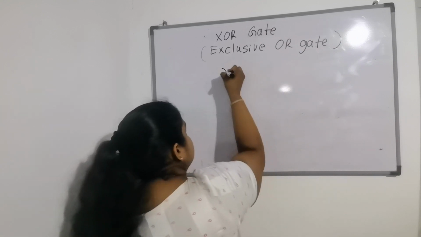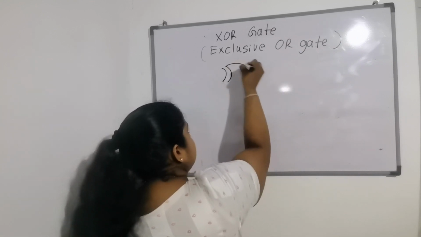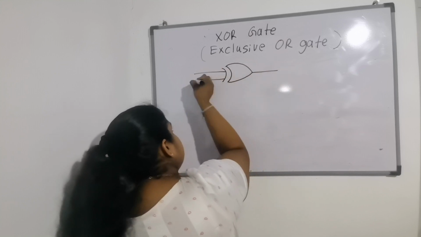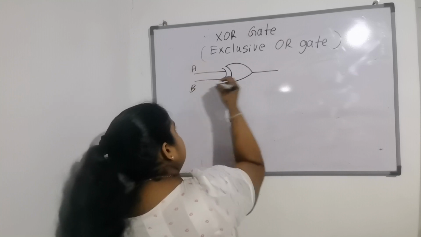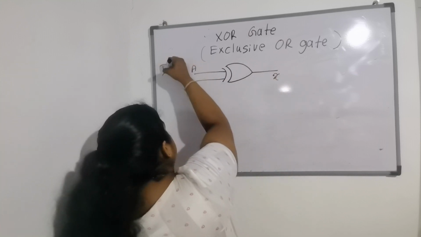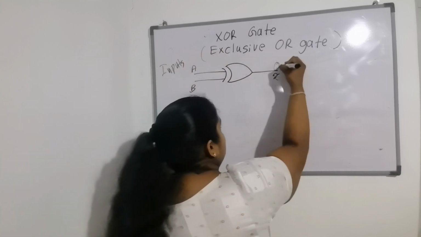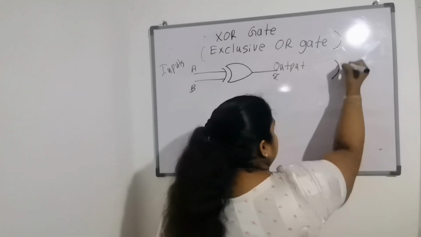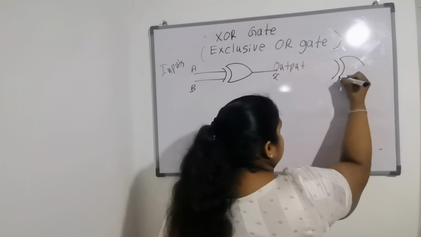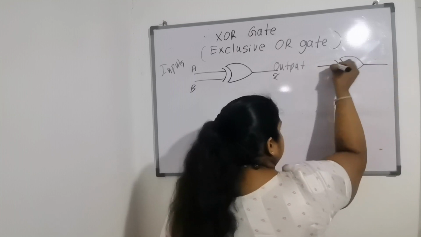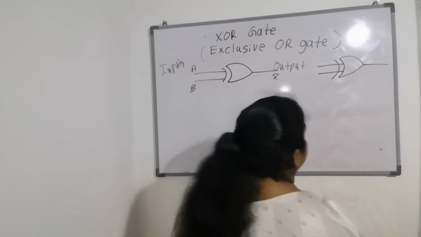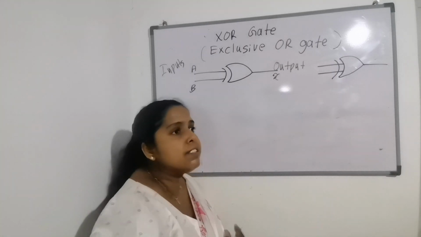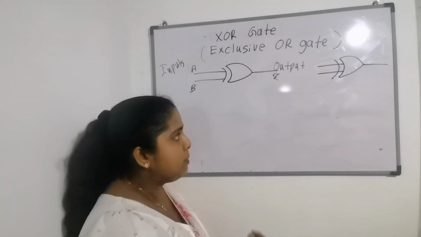So here, the symbol is special. We can draw it. Mostly we are drawing it like this. Lines touching the outer outline only. These are the two inputs, and this is the output. Or else we draw it this way also. Lines are touching the inner line like this. Both methods are correct according to the syllabus. You have to see which method your syllabus is following and please use that.